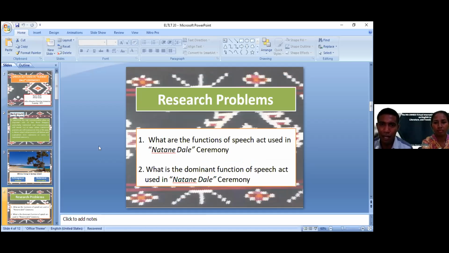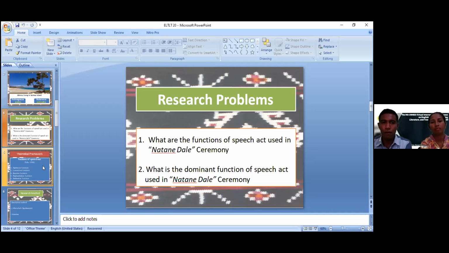In this investigation, there are two research problems that the investigators are trying to find out. Number one is, what are the functions of speech act used in Natan Dale ceremony? And the second one is, what is the dominant function of speech act used in Natan Dale ceremony?